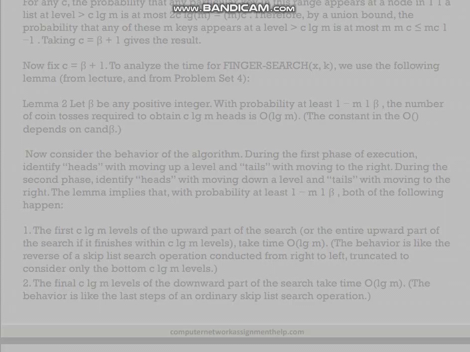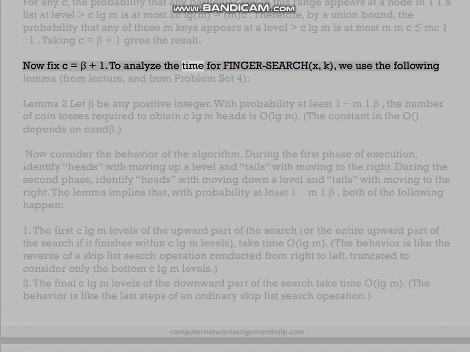For any c, the probability that any particular key in this range appears at a node in a list at level c lg m is at most 2^(-c lg m) = m^(-c). Therefore, by a union bound, the probability that any of these m keys appears at a level c lg m is at most m·m^(-c) = m^(-(c-1)). Taking c equals beta plus 1 gives the result. Now fix c equals beta plus 1.